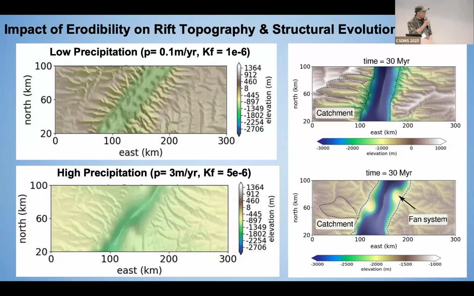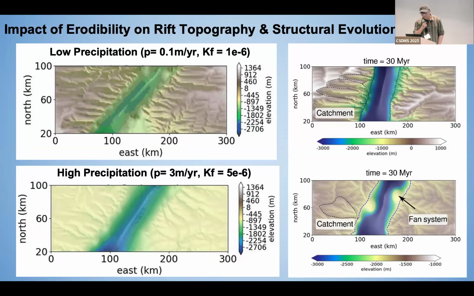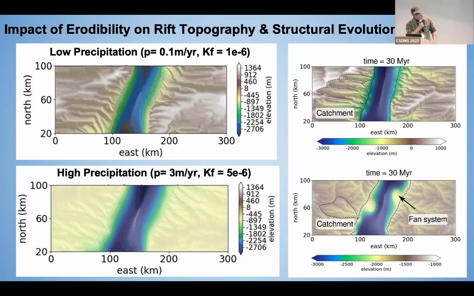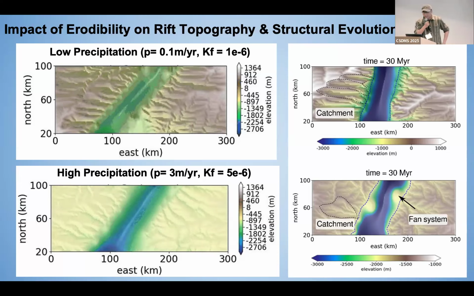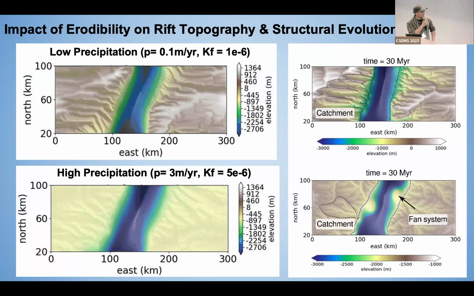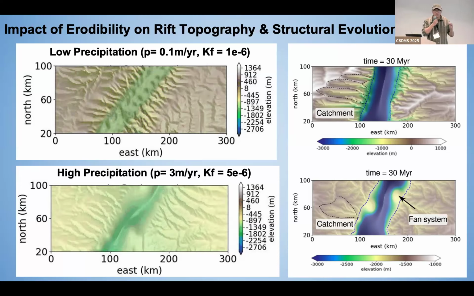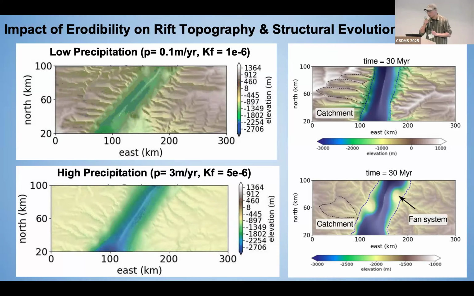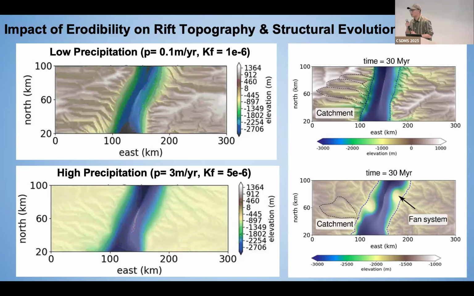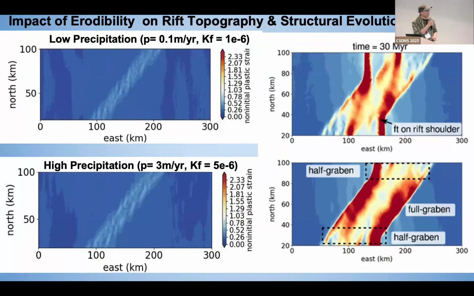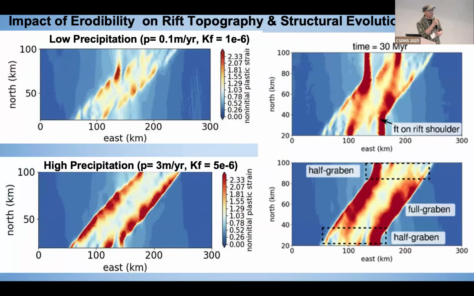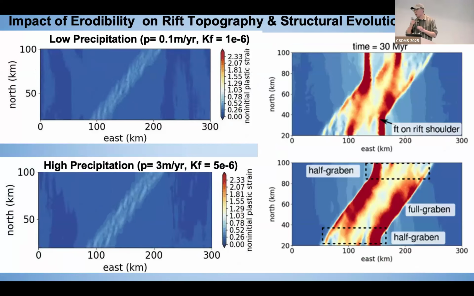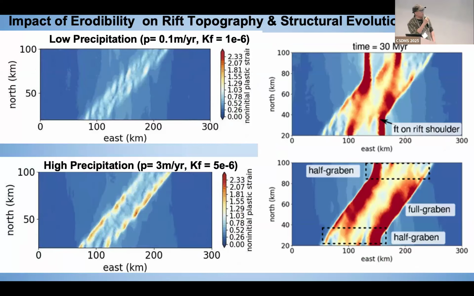Well, in the high precipitation scenario, we can see a relatively lower local relief, and we can also see the fan system developed in the rift lakes. Such a big difference in surface mass distribution would impact the strain distribution, which is shown in the next slides over here. This is a map of strain rate, which can be representative of the faulting.